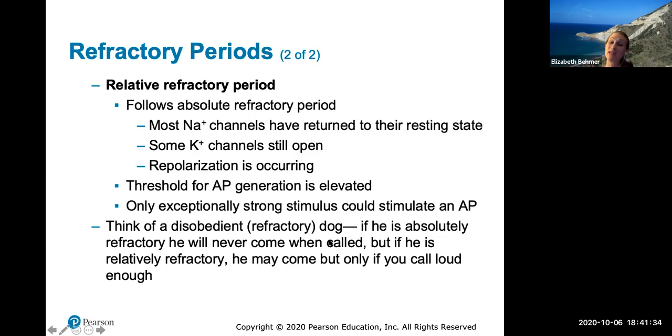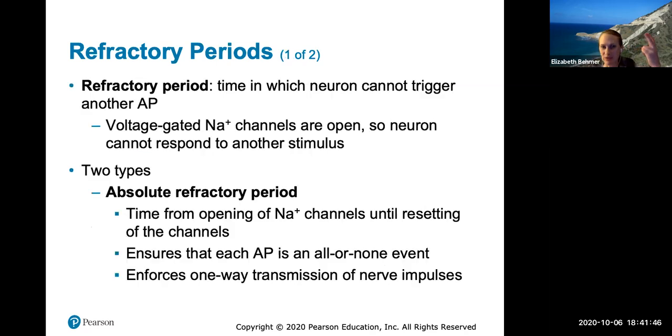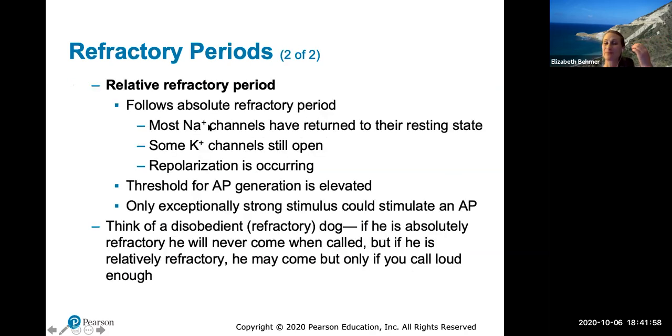Think of a disobedient dog. If he is absolutely refractory, he will never come when called. But if he is relatively refractory, he may come, but only if you call loud enough. So again, 2 types of refractory period. The absolute refractory period is the time from the opening of sodium channels until the resetting. So no action potential could be generated during this refractory period. The relative refractory period follows that, where some sodium channels have returned to their state. So we could generate an action potential if the stimulus is strong enough.